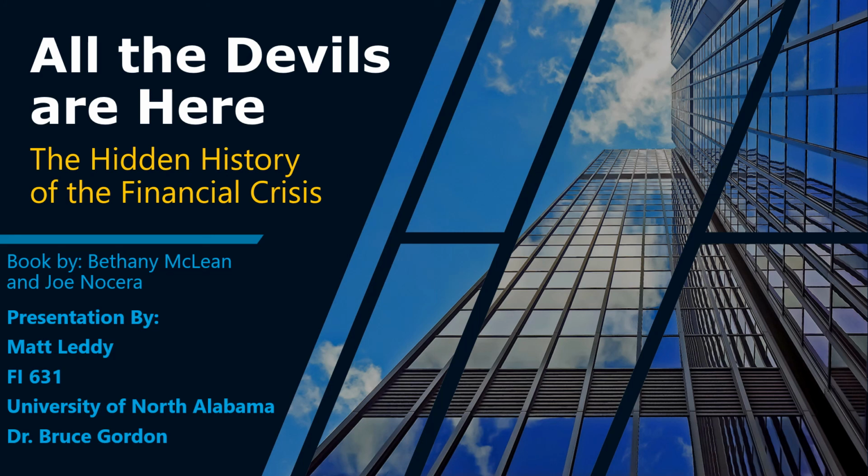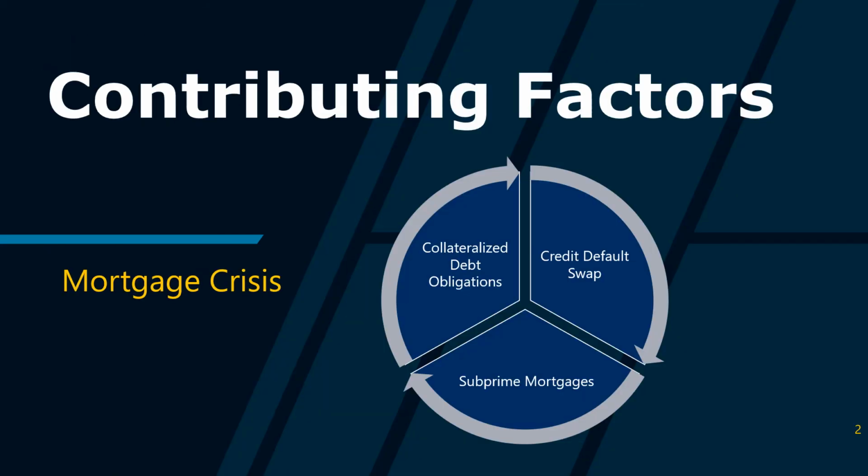I decided to do my mortgage crisis assignment on the book All the Devils Are Here: The Hidden History of the Financial Crisis by Bethany McLean and Joe Nocera. There are three primary contributing factors of the mortgage crisis. These include credit default swaps, collateralized debt obligations or CDOs, and an overabundance of subprime mortgage lending. Those three are the main contributing factors, but the overall cause of the mortgage crisis is greed and unethical behavior, which was the primary focus of this book.